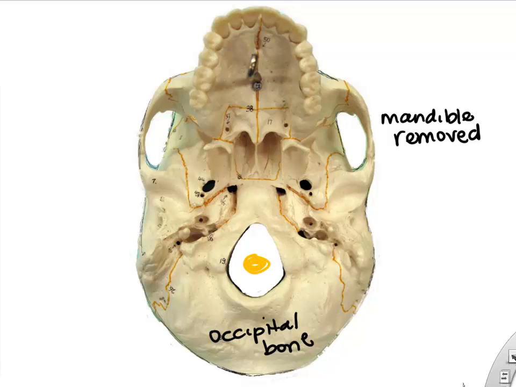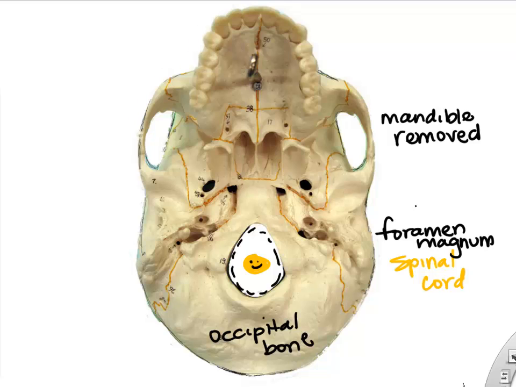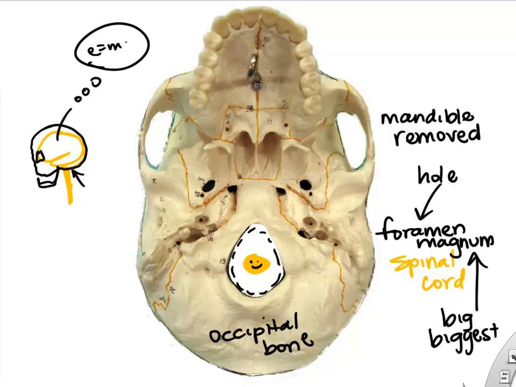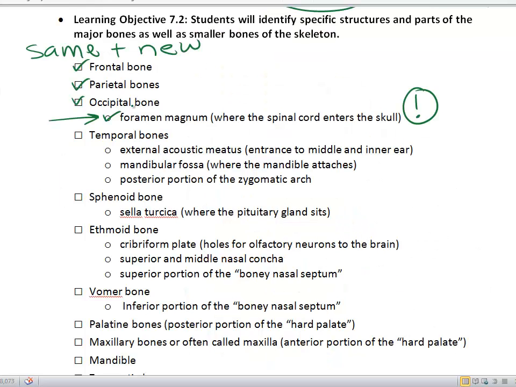The occipital bone has a hole in it, so that your spinal cord can actually communicate and attach to your brain. That hole is called the foramen magnum, if you want to think of it like the biggest hole in the skull. So the foramen magnum is part of your occipital bone that allows your spinal cord to go up and attach to your brain. Again, that's part of the occipital bone, and that's what we mean by getting advanced. So we'll just check these off as we go.